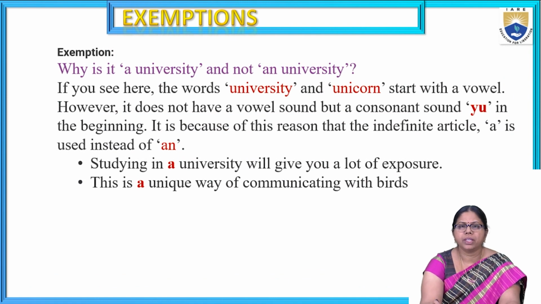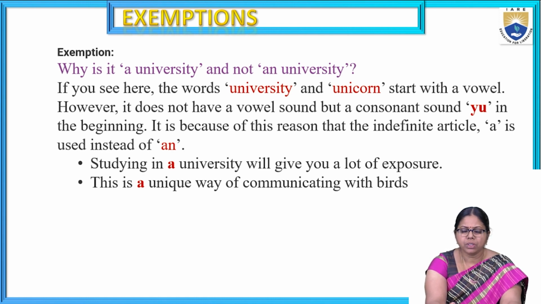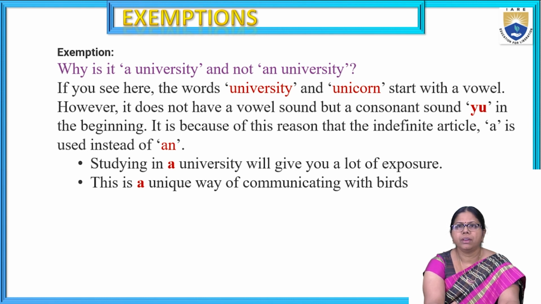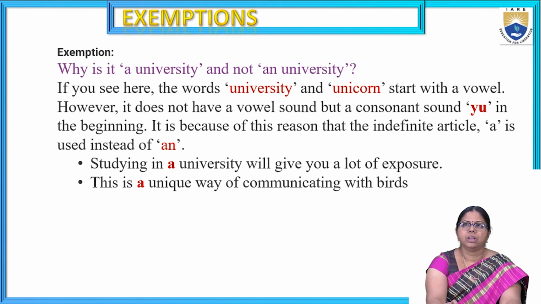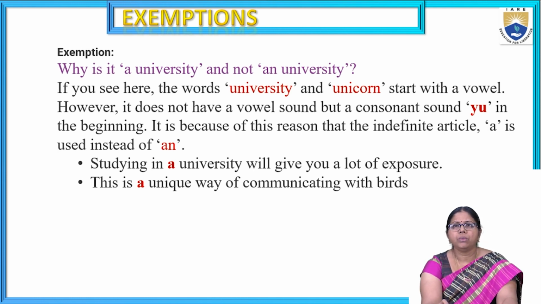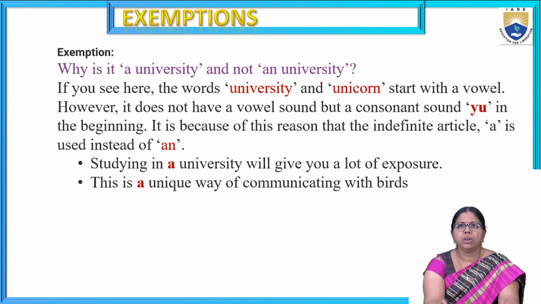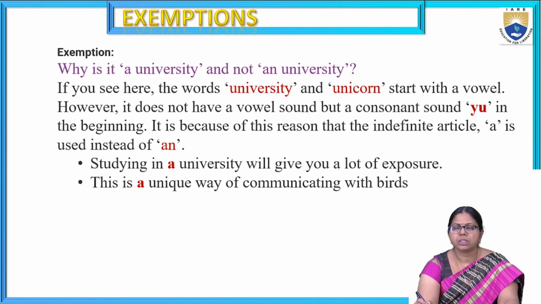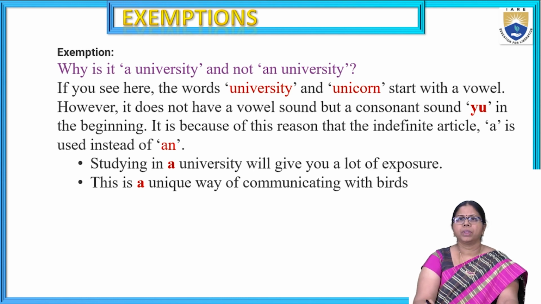Exceptional cases. Many times we get confused. Even when the word starts with a vowel, we are using A. So what is the reason for this? We are going to discuss. In this example, why is it a university, not an university? Actually, U is a vowel, and the rule is that when the word starts with a vowel, we use an. But here, why are we using a university, not an university? We are going to discuss the reason why we use a university.